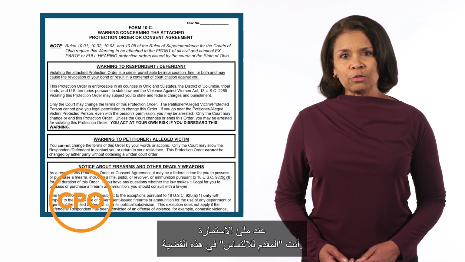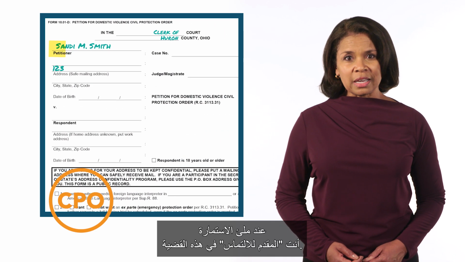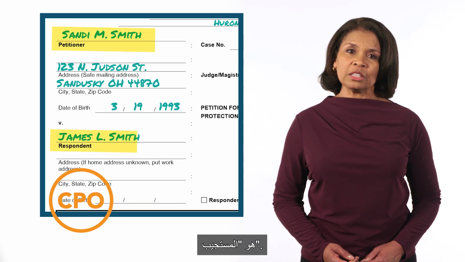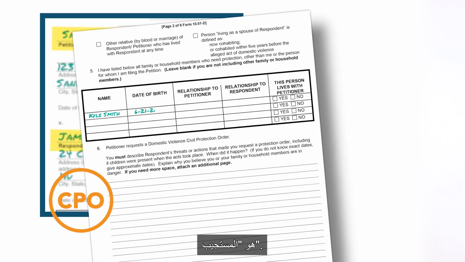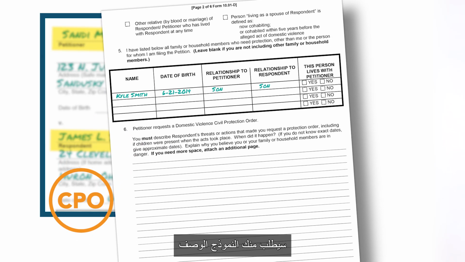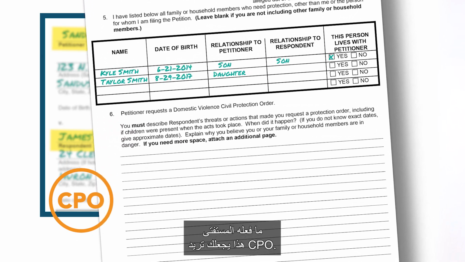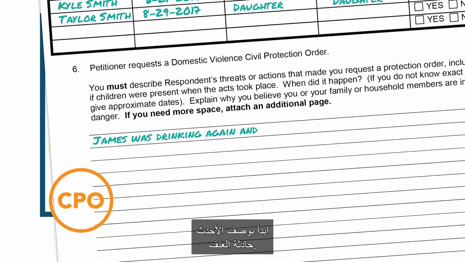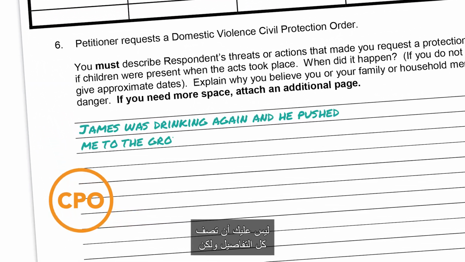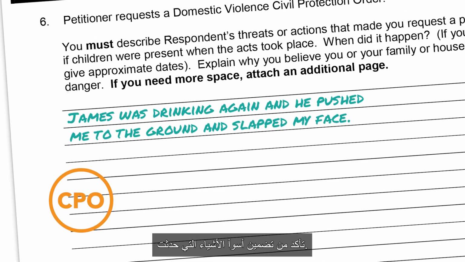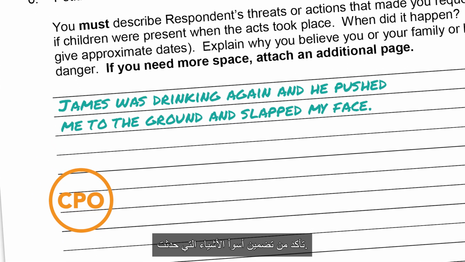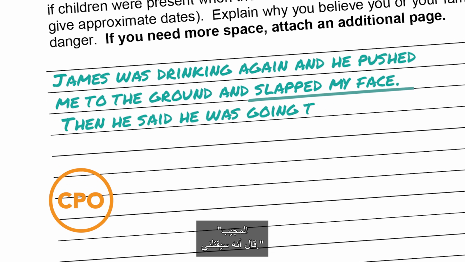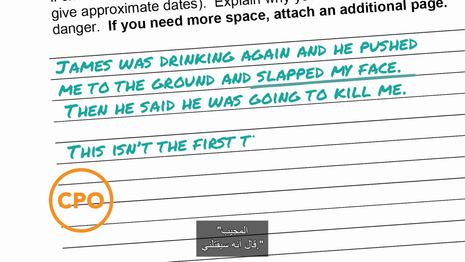When filling out the form, you are the petitioner in the case. The abusive person you want to get the order against is the respondent. The form will ask you to describe what the respondent did that makes you want a CPO. Start by describing the most recent incident of violence. You don't have to describe every single detail, but be sure to include the worst things that happened. For example, he slapped me in the face, or the respondent said he was going to kill me.